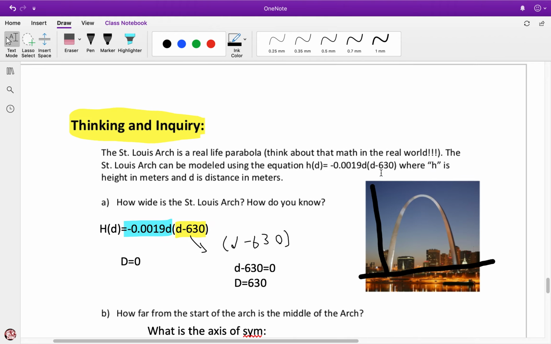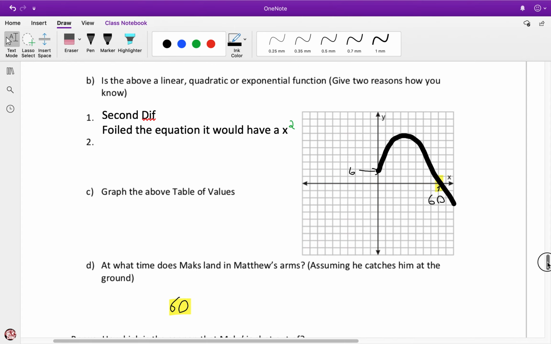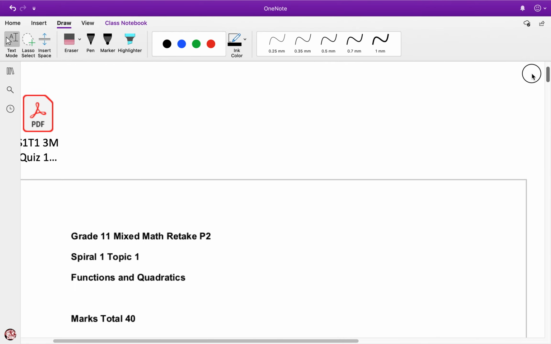Perfect. All right, so that's all the review. Take a look at it when you get your test back, and hopefully we can improve for later. Thanks.